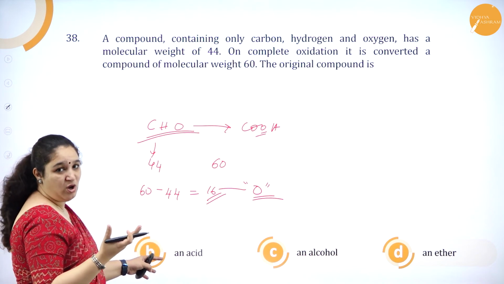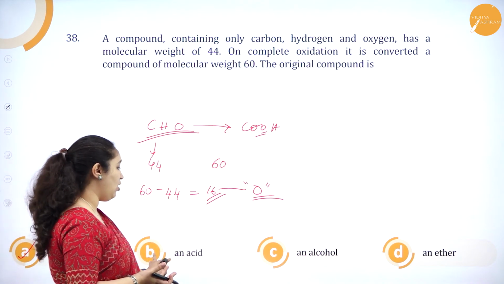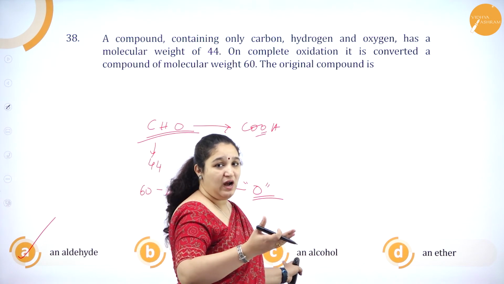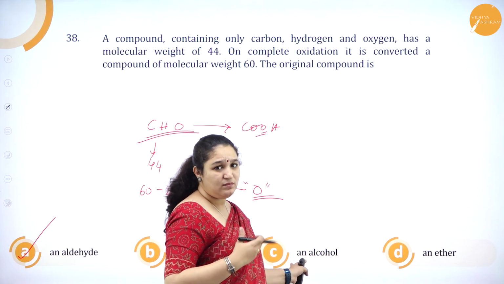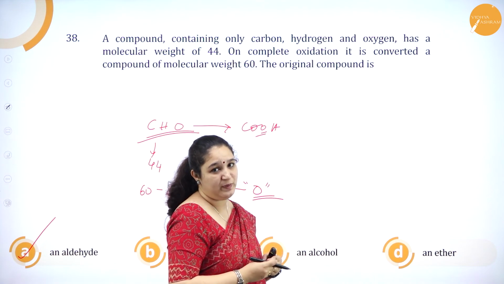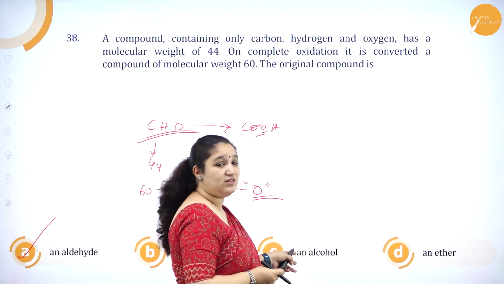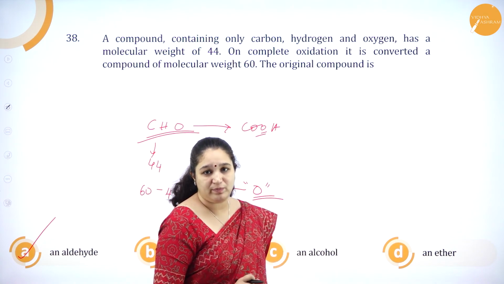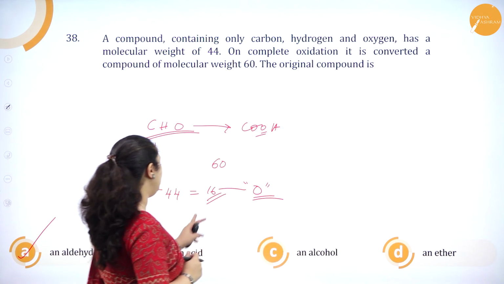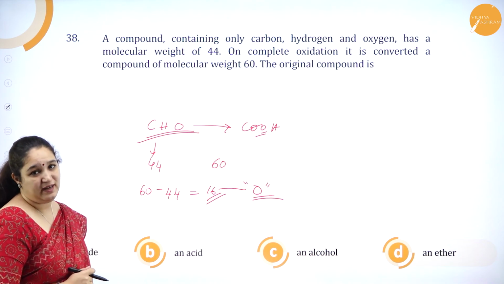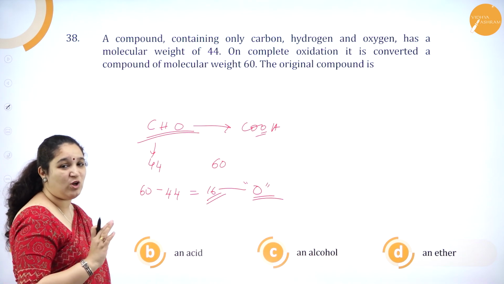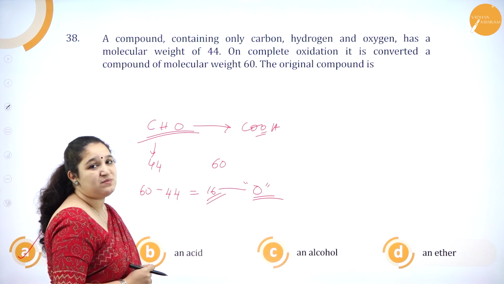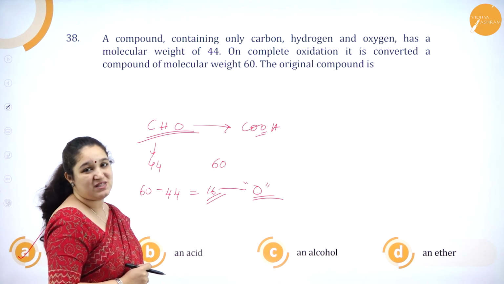Acid on oxidation, we cannot do anything, it will not happen. Alcohol on oxidation can give an aldehyde, where the OH group is converted to a CHO group. So here the difference is not one oxygen, and an ether also cannot be oxidized. So it should be an aldehyde because the difference in molecular weight is only the addition of one oxygen, knowing that the mass is 16.